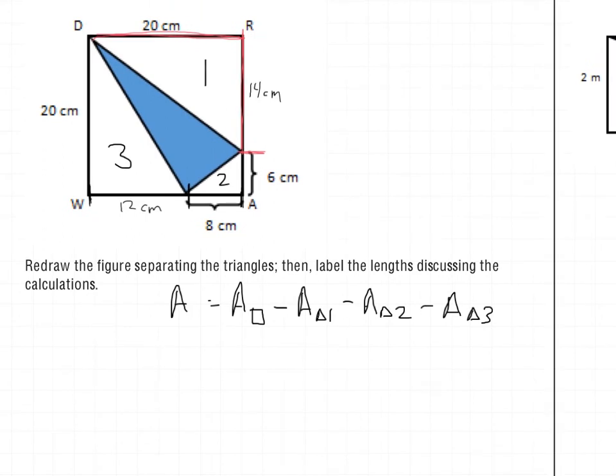We started with the area of the rectangle, which was 400. We subtracted away the area of the first triangle, which was 140. We subtracted away the area of the second triangle, which was 24, and we subtracted away the area of the last triangle, which was 120.